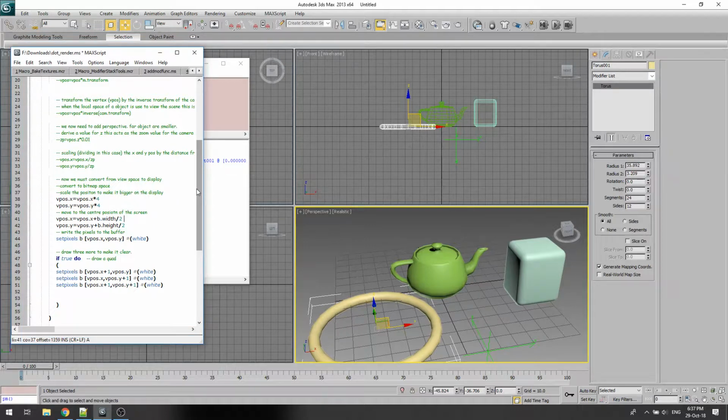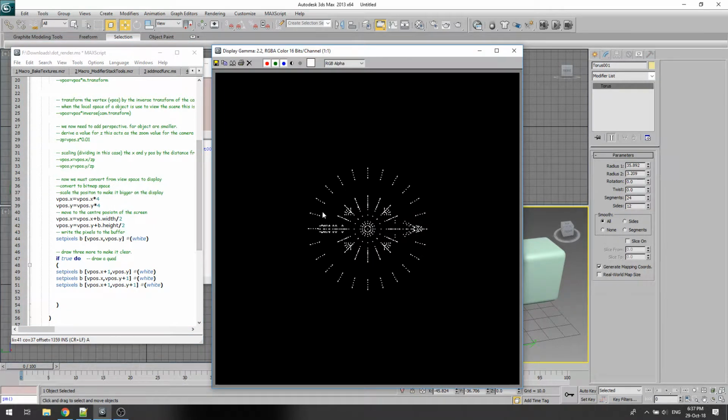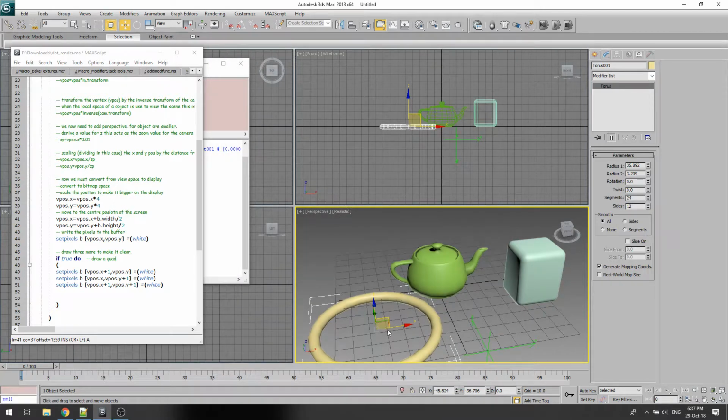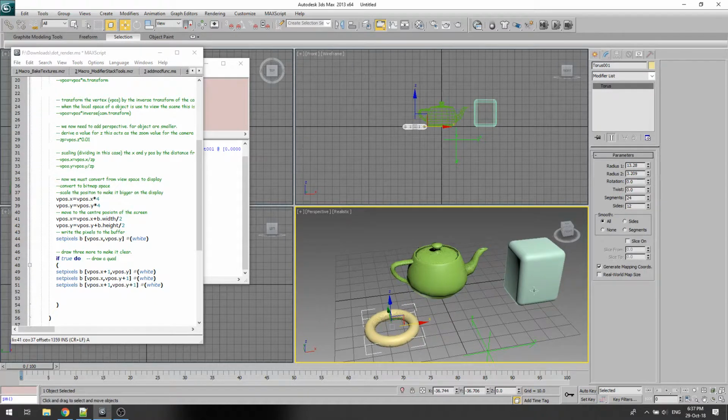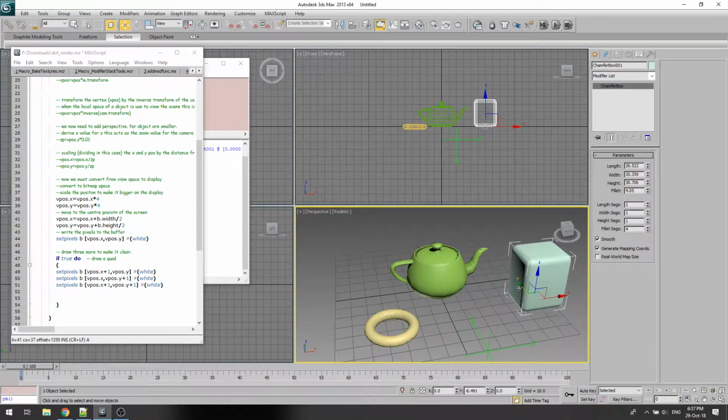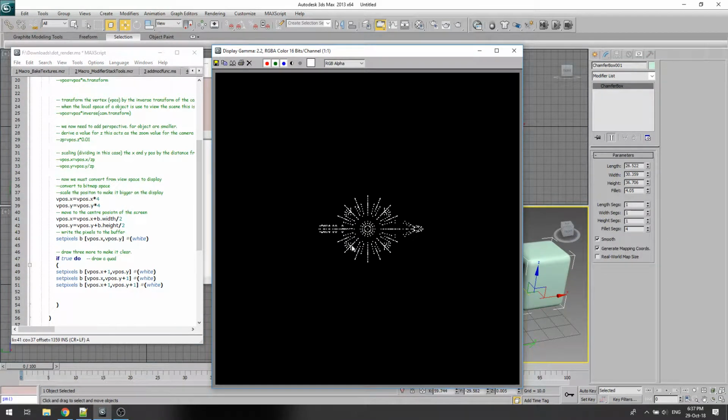And if I come back over to here and I execute it, then you can see the torus has got bigger, but it's still centered around the origin. Despite the fact that we can clearly see that the torus is not on the origin. Again, we can clearly see that this box is not on the origin, and yet when we render, they appear on the origin.